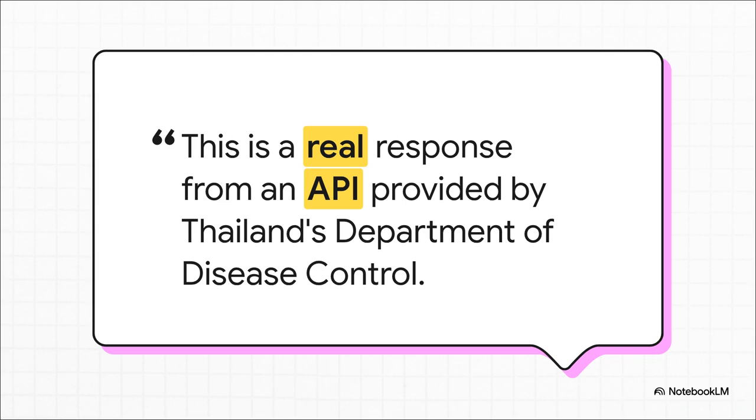You can see right away it's an array. See the square brackets? And inside that array is an object with all this data. And look how easy it is to read. You don't need to be a programmer to guess what new case or new death means. It's just clear, structured information.